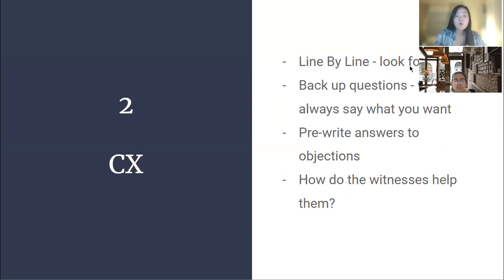Those kinds of things, or just lines that you think might paint them in a bad way or might prove your point, you can point those out as well. So going line by line, looking at what could be used to your benefit and what can be used against them, is the beginning of where you start your CX.